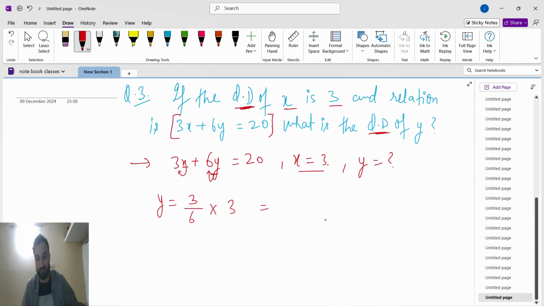So it will become like this: 3 divided by 6, you get 0.5, into 3. It is 1.5. Yes, the answer is 1.5. That's it.